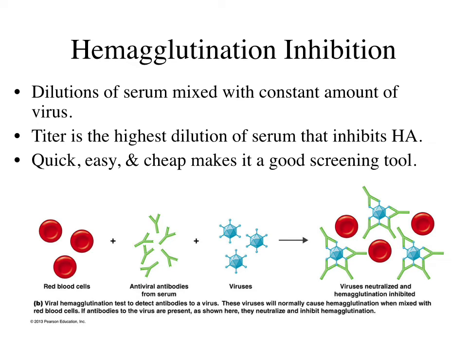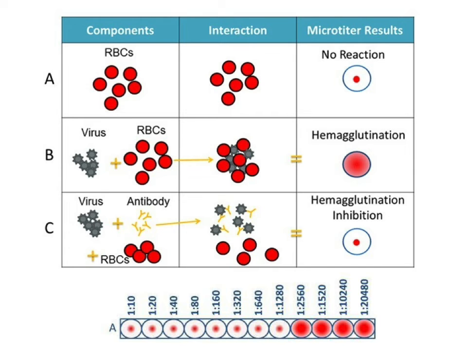Let's look at an example. So here you can see the kinds of results that you would get. Across the top, you have your red blood cells. Your sample has no virus, so you get the button formation, no reaction. If you add just virus and red blood cells, you get the lattice formation, you get that pink smear. That's hemagglutination. Remember, we looked at that already. But if you have virus and antibody, the antibody binds with the virus, and that prevents the hemagglutination from occurring. And then you get the button again.